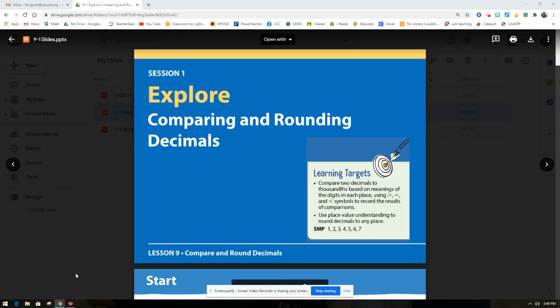Today we will take what we know about decimals and we will begin to compare and round the decimals. So up until now, we've been looking at powers of 10, we've been looking at how to read and write decimals, and now we're going to see how we can compare and round decimals. We're going to be working in our Ready Math workbook on pages 167 through 170. So go ahead and open your Ready Math workbook to page 167.